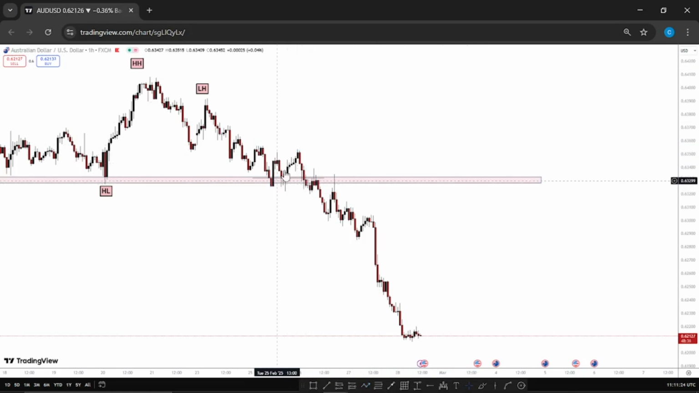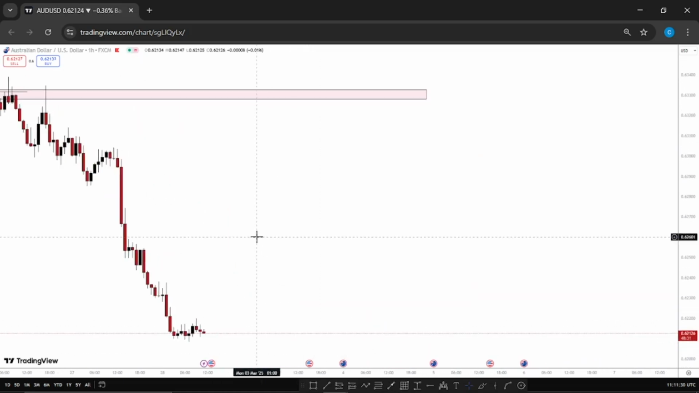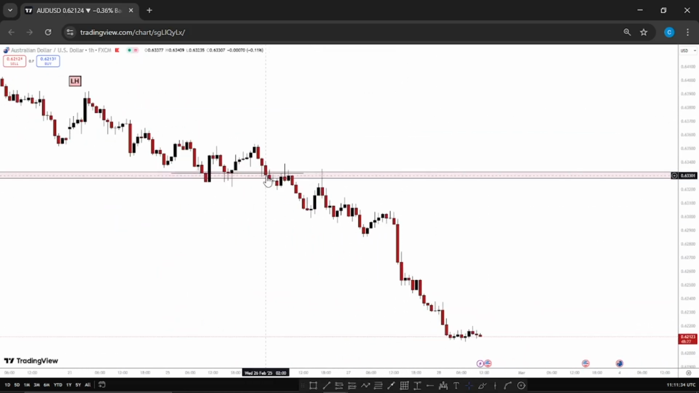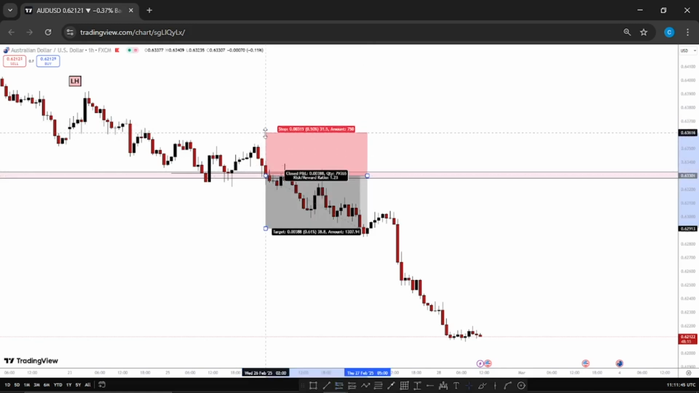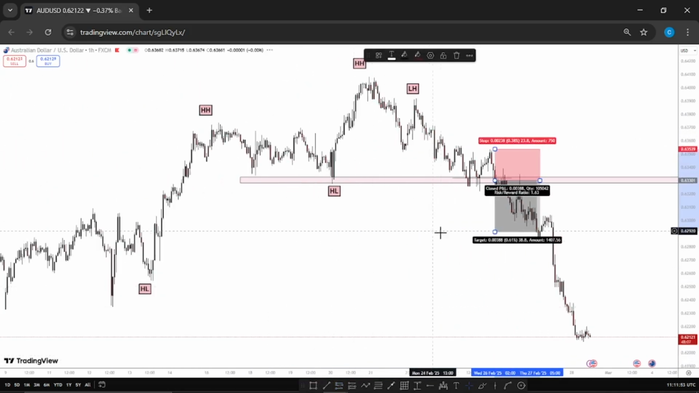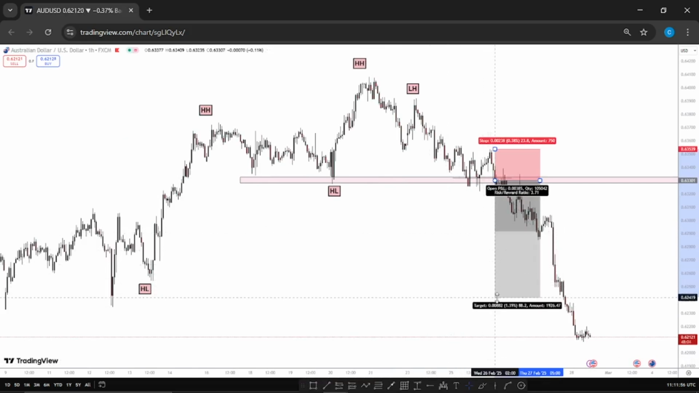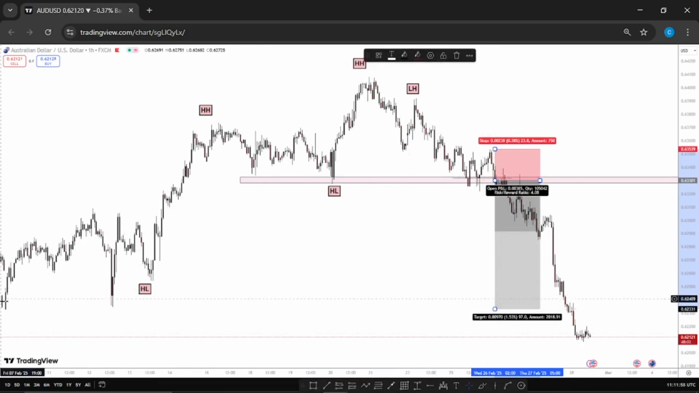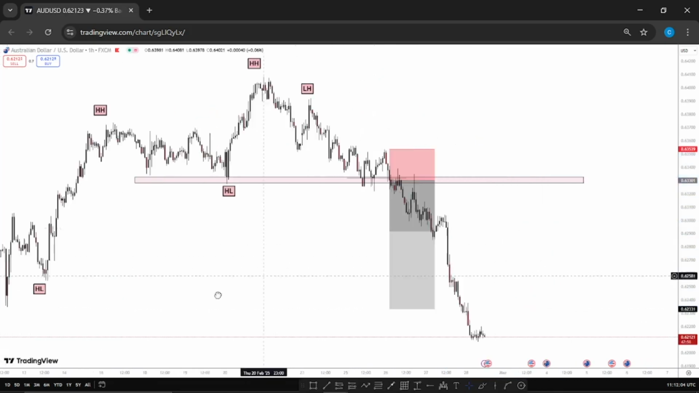So after price created this reversal chart pattern, all I was waiting for was for price to break below the neckline with a bearish candlestick. After price broke below the neckline with this bearish candlestick, that's when I went in for my first entry. Placed my stop loss above the structure level and my take profit to this previous support over here, or this previous market structures over here.